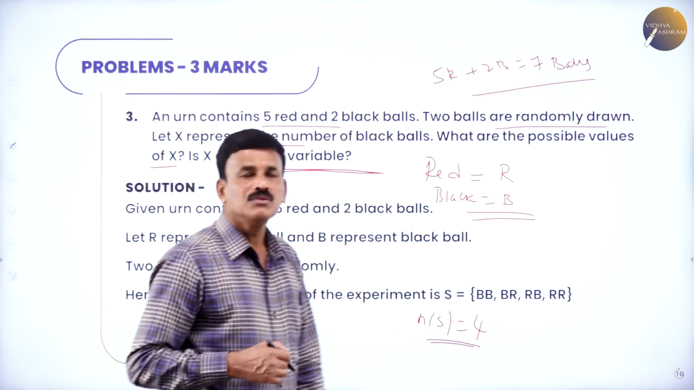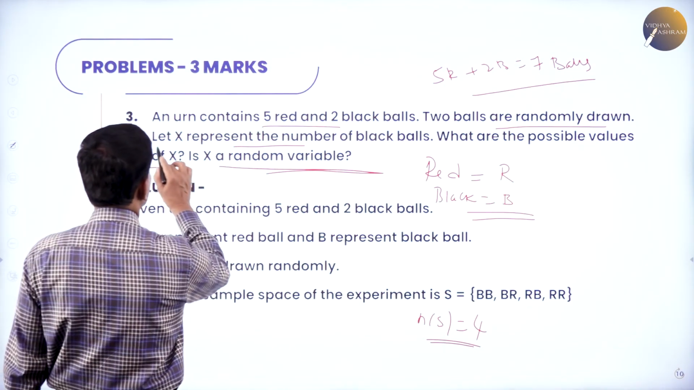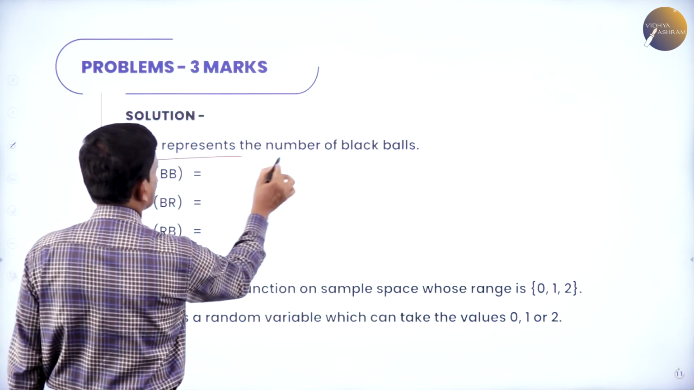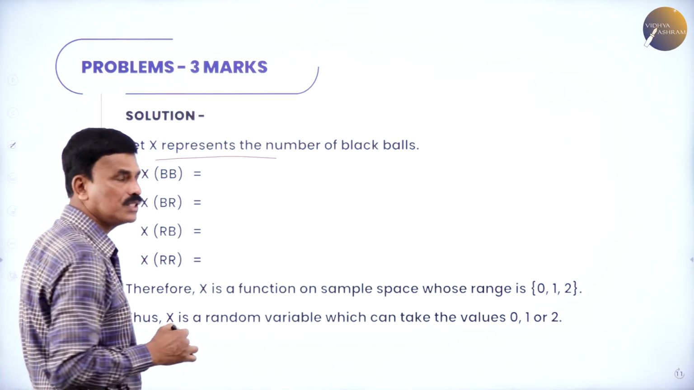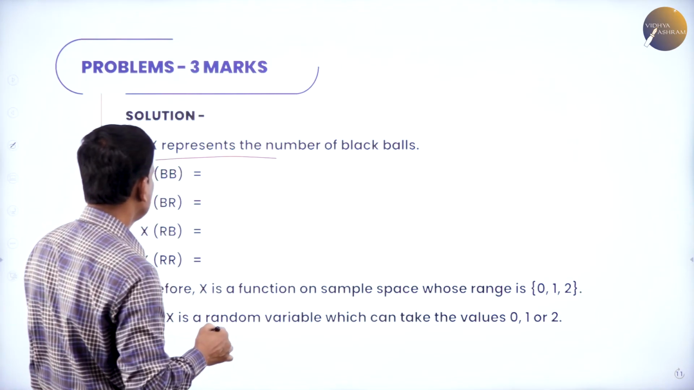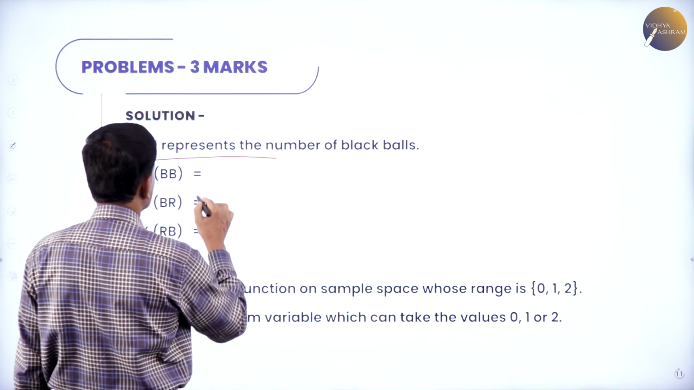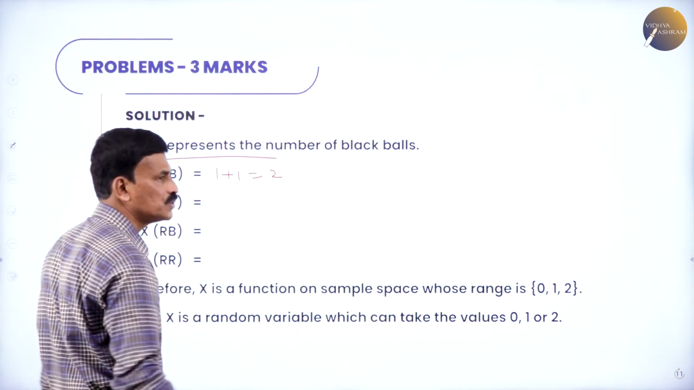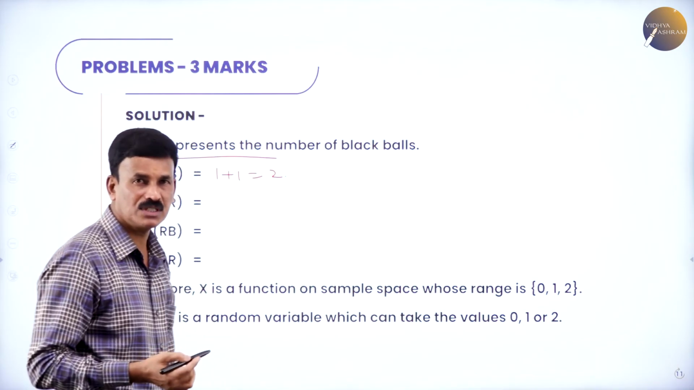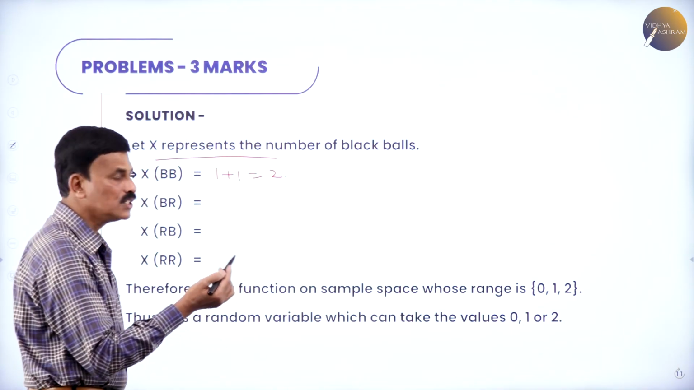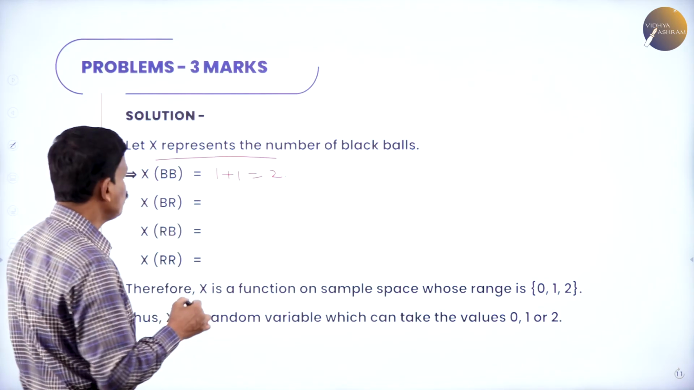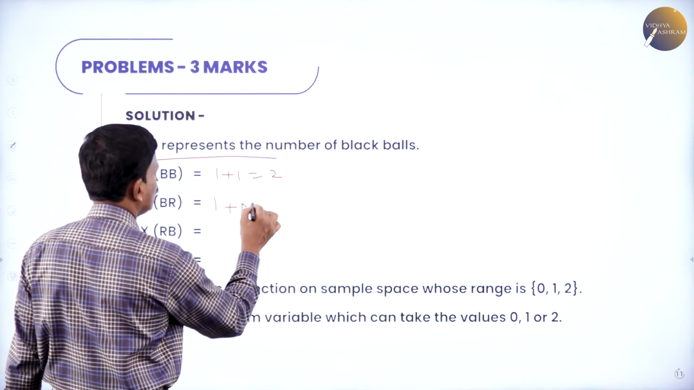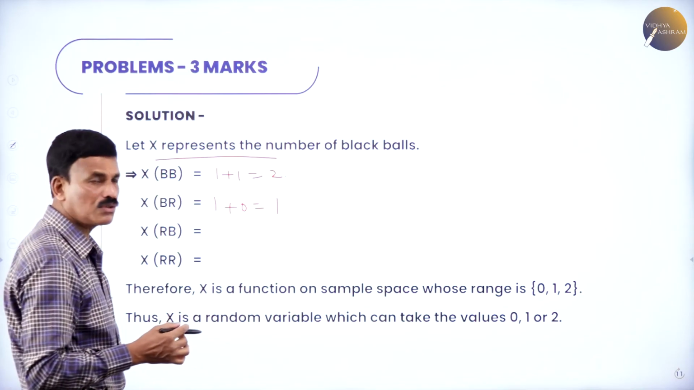Now what is given? Since X represents the number of black balls, therefore X of BB: how many black balls? The possibility of getting a black ball is 1 plus 1 is equal to 2. First one is black and second one is black, so 1 plus 1, that is 2. Now X of BR: first one may be a black ball and the second one may not be a black ball. So 1 plus 0 is equal to 1.